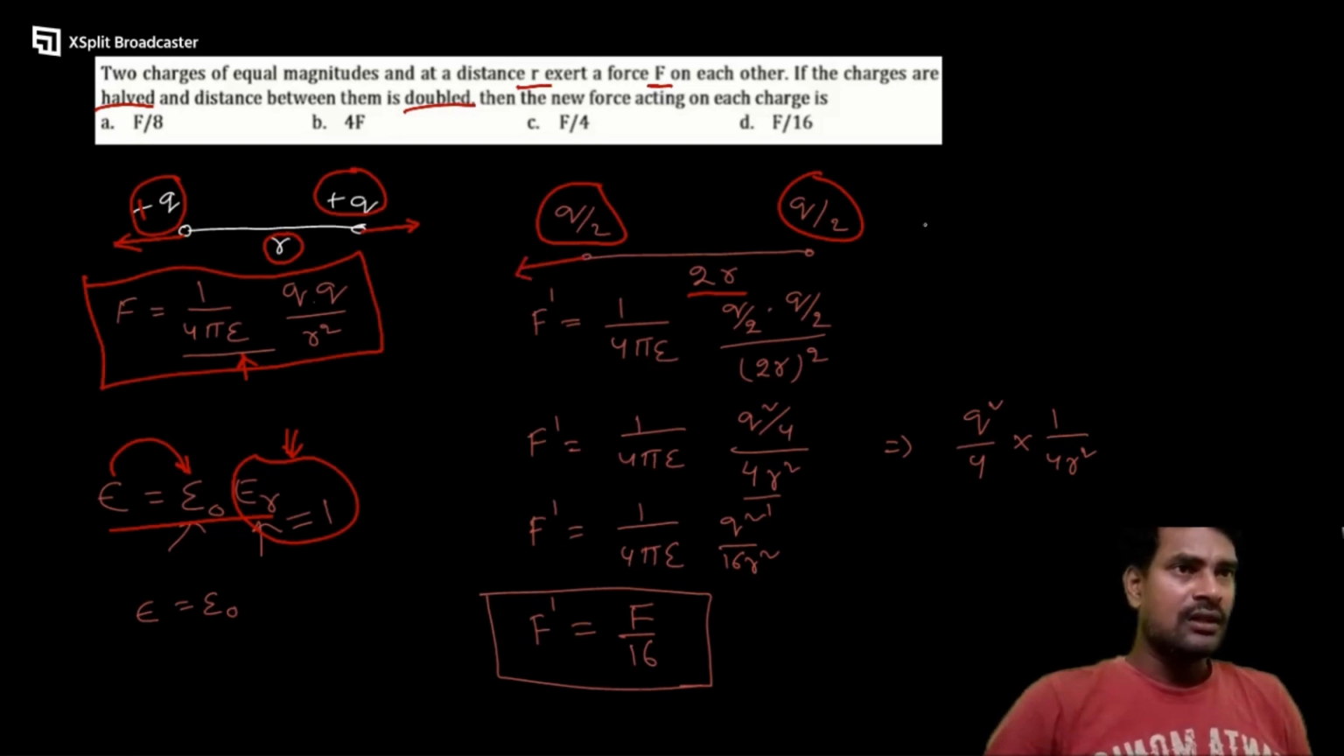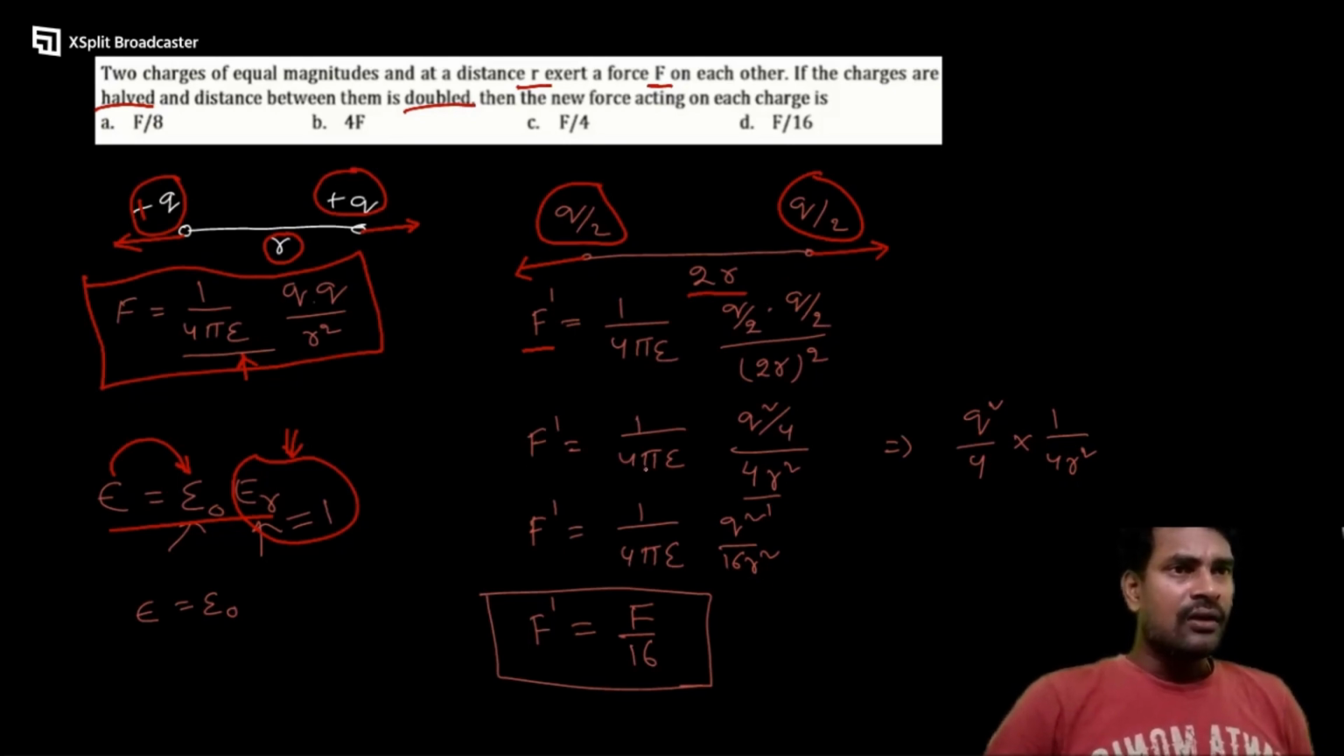Now according to Coulomb's law, again there will be force of repulsion between these two charges if these two charges are of same polarity. If you assume one as positive, one as negative, there may be attractive force between them. So now I am assuming in the second case the force as F dash. Then F dash is equal to 1 by 4 pi epsilon q by 2 into q by 2 by 2r whole square according to Coulomb's law.